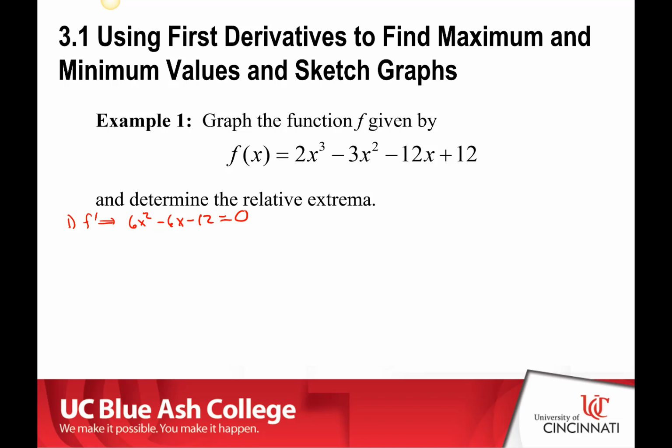Okay, so we can divide by 6. We're going to have x squared minus x minus 2 equals 0. This is going to factor into x minus 2 times x plus 1, equals 0. This then gives us our number line with critical values at -1 and +2. Does that make sense on those critical values? What you want to do then is to evaluate the derivative on each of the 3 intervals that's reflected here.